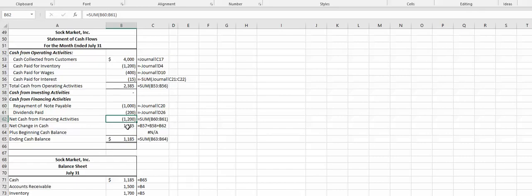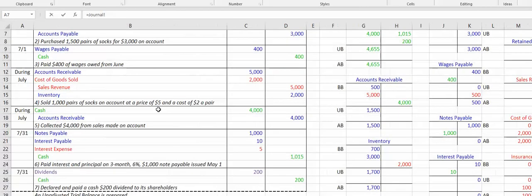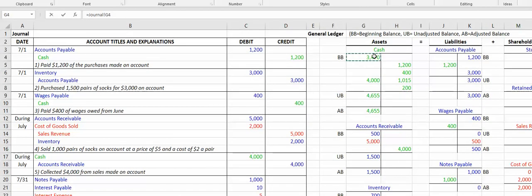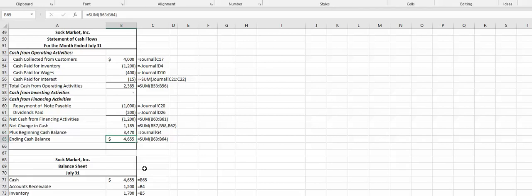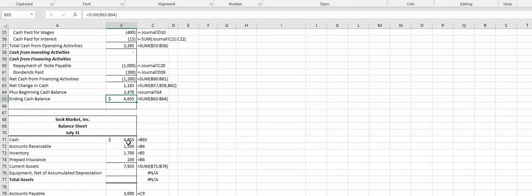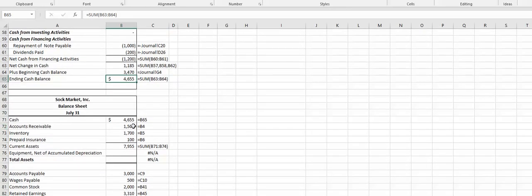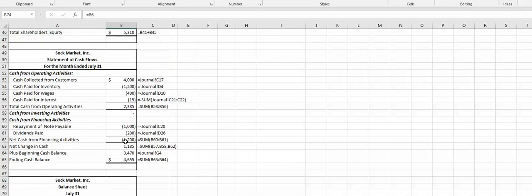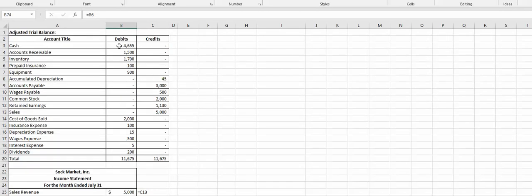You get your change in cash by, I'm going to show you that, equal sum, hold down your control or command key, operating plus your investing plus your financing. So our cash went up by $1,185. You're going to go get your beginning cash right here off your ledger, beginning balances, and our cash is $4,655. And these balances, you can see I'm linking them all right up here.